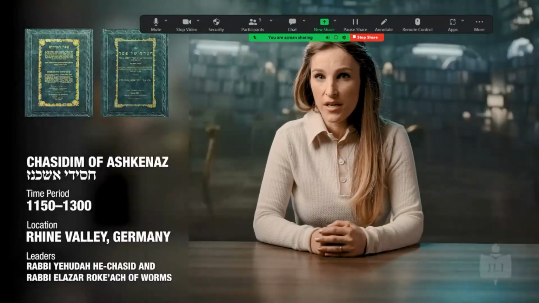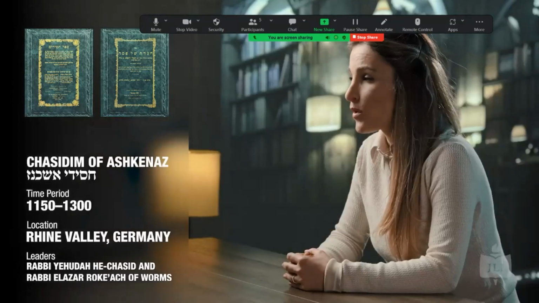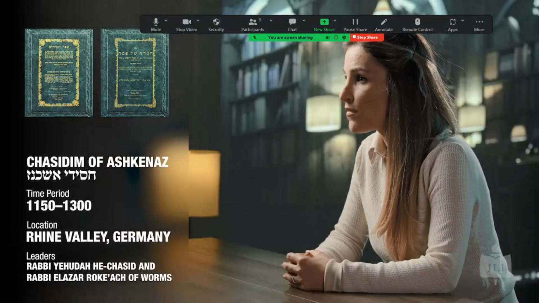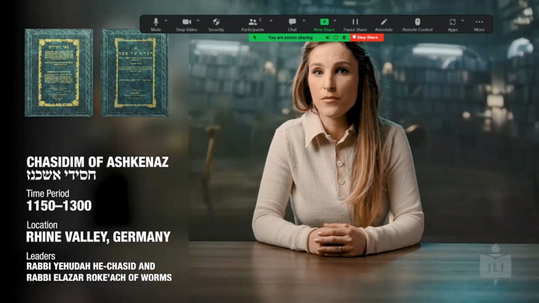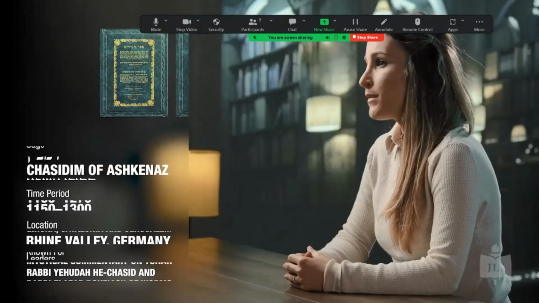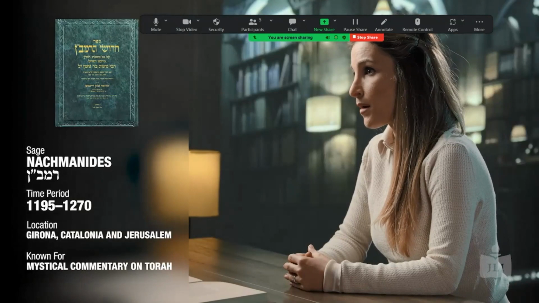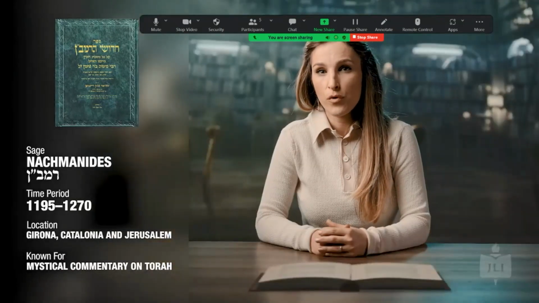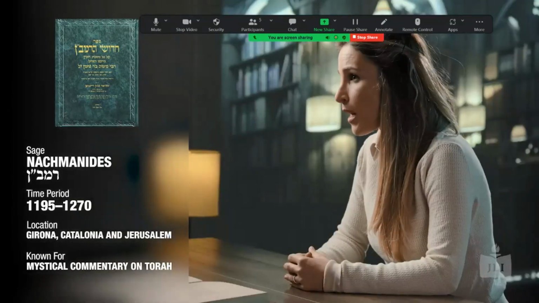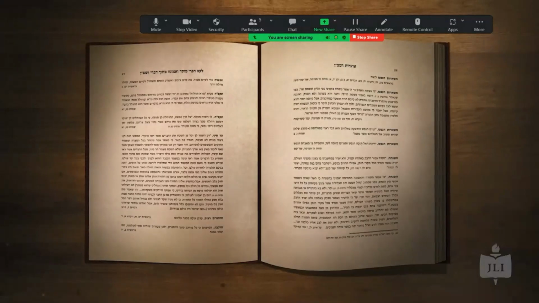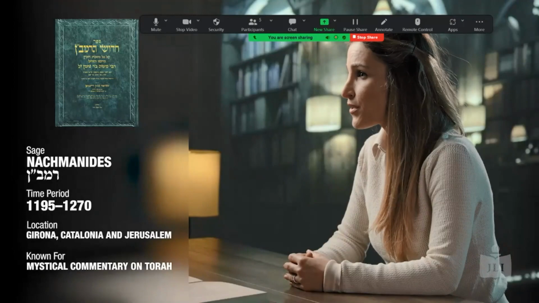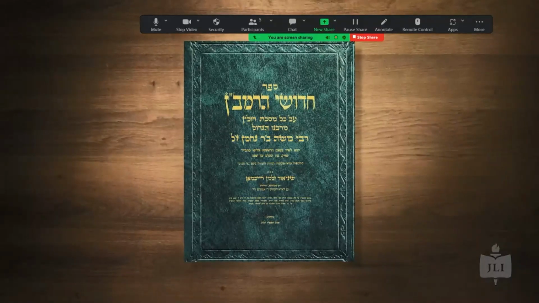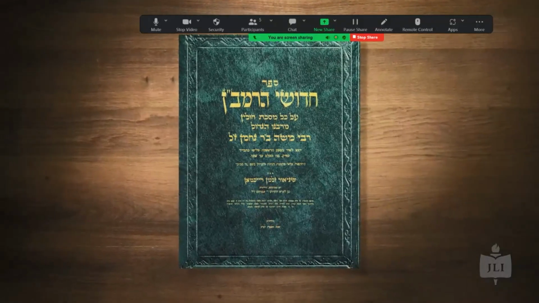The Chassidim of Ashkenaz was a school of Jewish mystics who were active in the German Rhineland in the 12th and 13th centuries. Its leaders were Rabbi Yehuda HaChassid and Rabbi Elazar Rokeach of Worms. One of the preeminent sages of Spanish Jewry, Nachmanides, authored important works in all areas of Torah: biblical commentary, Talmudic analysis, Torah law, philosophy, and ethics. Nachmanides was also a master Kabbalist who incorporated many Kabbalistic ideas into his commentary on the Torah.